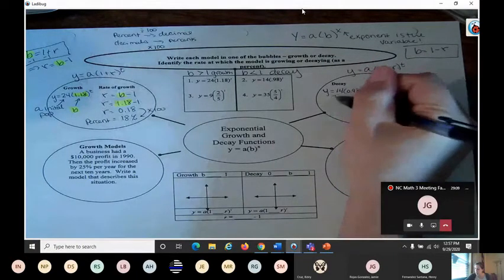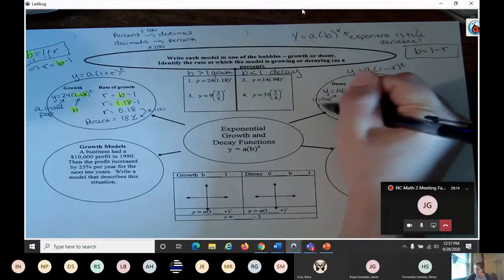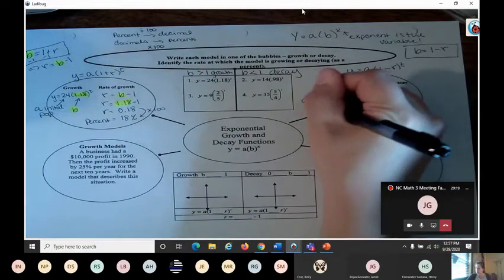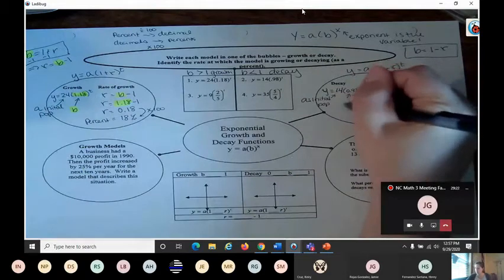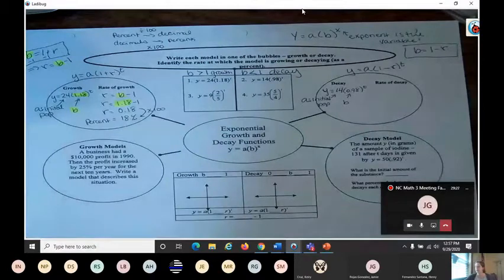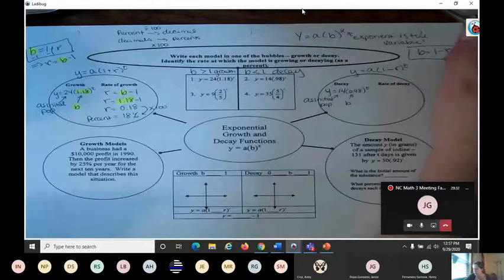Again, my initial population or initial value is the 14. That's my A value. My B value is right here. We can use our B value to find our rate just like before. So here, I'm going to do a little bit of switching. I'm going to add R to both sides. So I get B plus R equals 1. Then subtract B. And I get R equals 1 minus B.